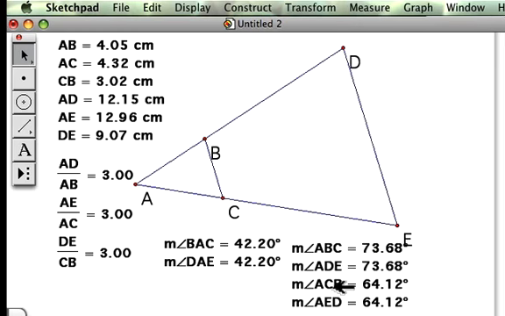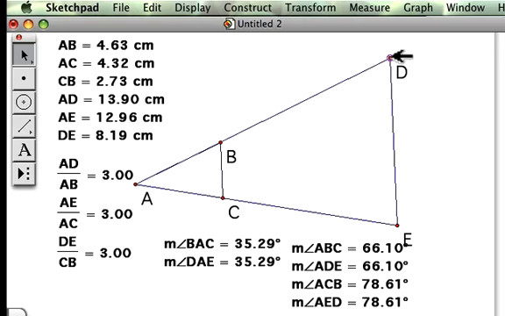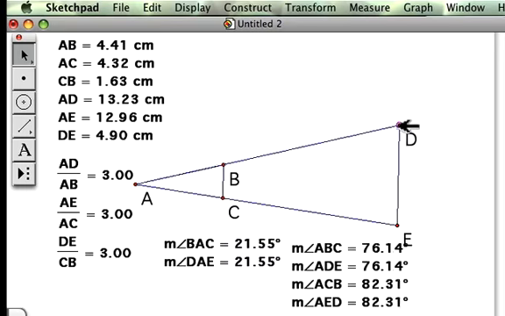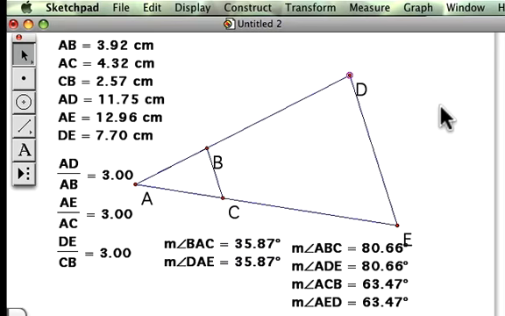So now you'll notice that the corresponding sides are proportional and the corresponding angles are equal in these two triangles. And if we move the vertices around, you can make some observations.